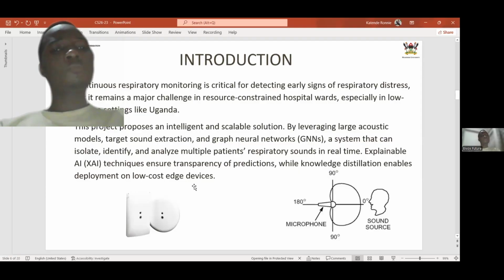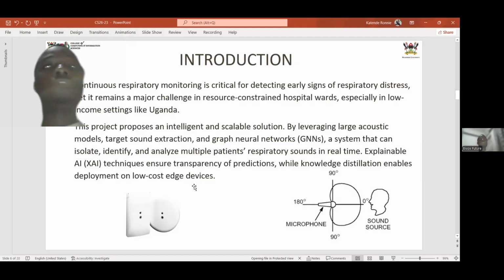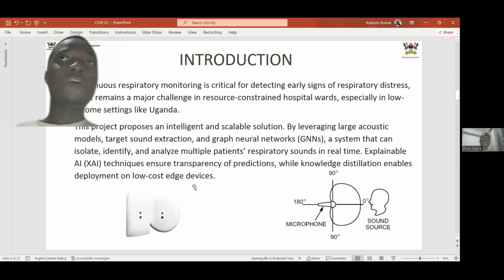So this project proposes an intelligent and scalable solution by leveraging large acoustic models, target sound extraction, and graph neural networks. We are going to use the large acoustic models to listen to those sounds, then target sound extraction to determine only the specific sound required, and then the graph neural networks.